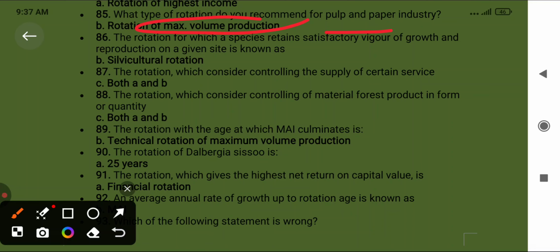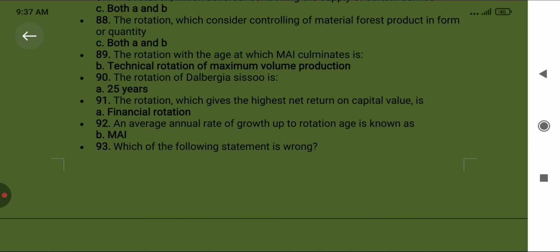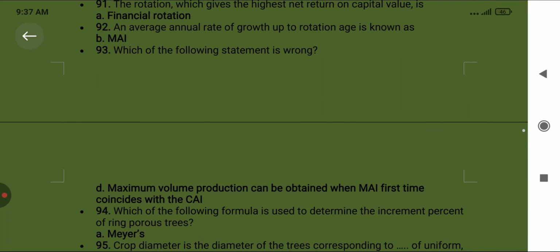And the rotation for which a specific crop is retained satisfactory because of growth. And rotation on a given site is the silvicultural rotation. The rotation which considers controlling the supply of certain species. The rotation which is the age at which MAI culminates is the technical rotation of maximum volume production. The rotation of the Dalberg system is 25 years. The rotation which gives the highest net return on capital value is financial rotation. And the average annual rate of growth up to rotation is MAI.